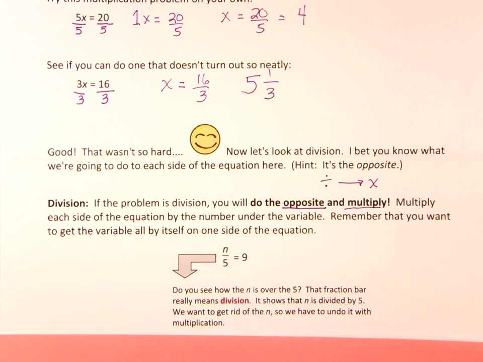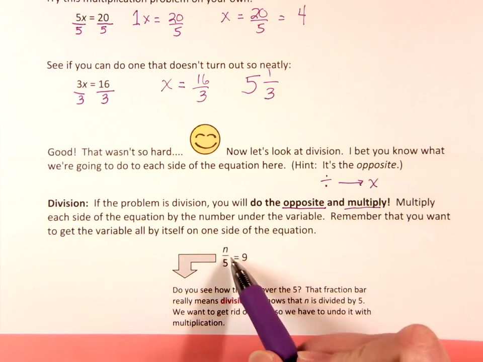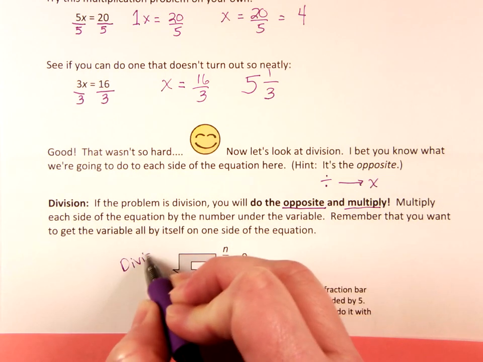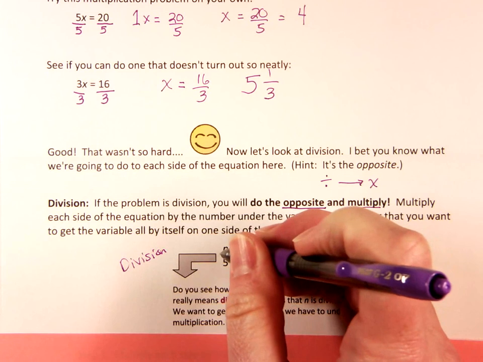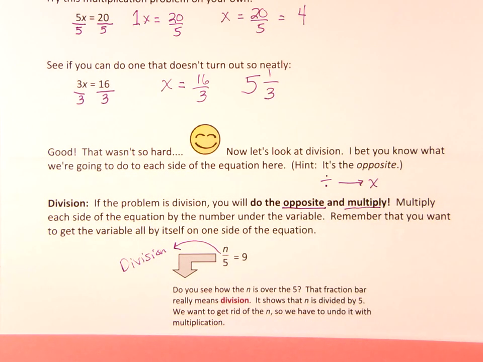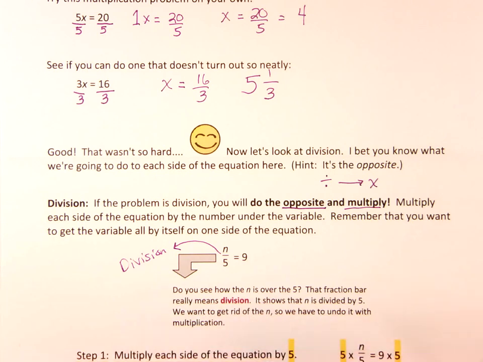But how do you know that's a division problem? Because of the bar, right. In a fraction, the bar always means division. So this is a division problem because of this bar right here. So the fraction bar means division. It shows that the n is being divided by 5. So we want to get rid of the n, so we'll have to undo it with multiplication.